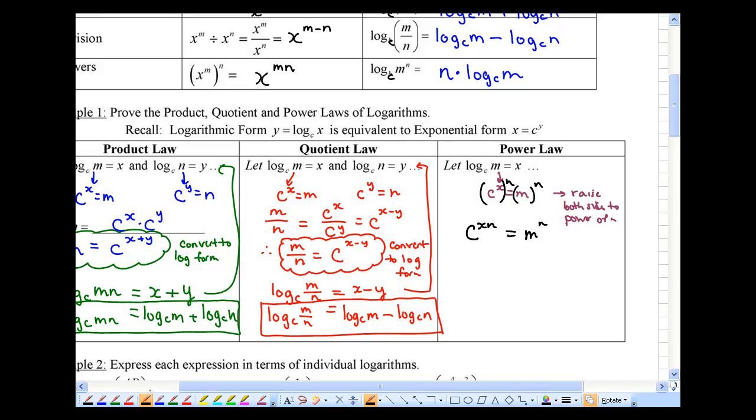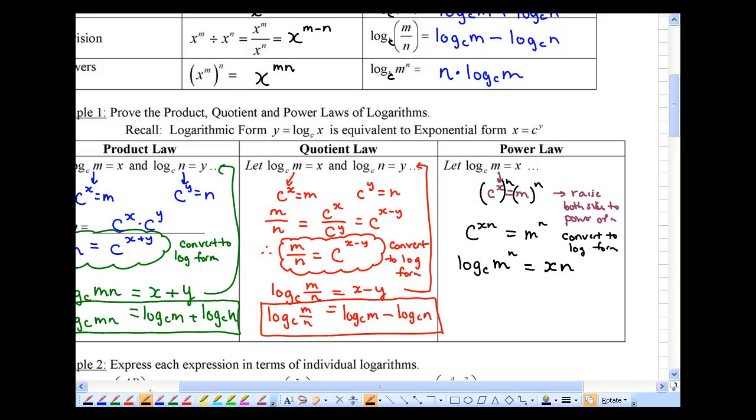Once again, at this stage, I like to see if you can change this into log form. So convert to log form. So log base c of m to the power n equals the exponent x times n.